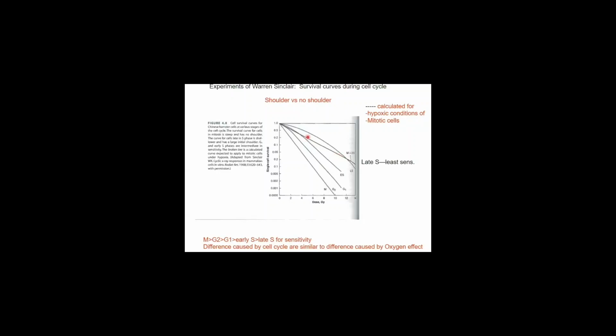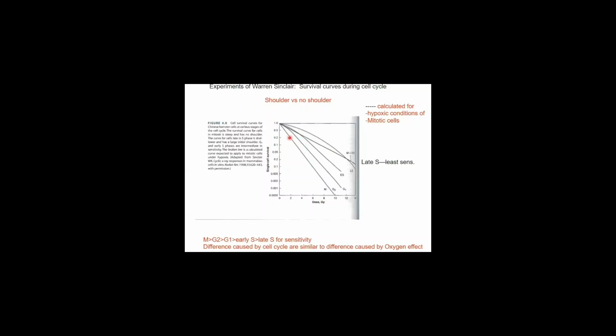The second thing I want you to notice is the shape of the survival curve here is very different for each of these. What you should see is the M and G2 phase cells are having a survival curve that has no shoulder on it, whereas when we get out here to early S, late S phase cells, there's a significant shoulder. What did we say in our survival curve situation? This is the definition of a curve that has no shoulder. We said that that's what we call single hit, single target kinetics.